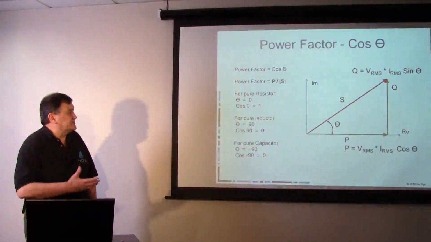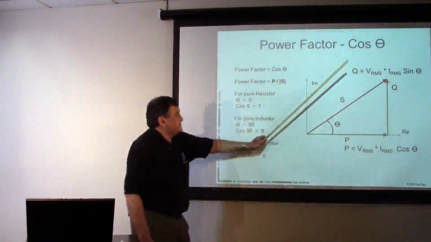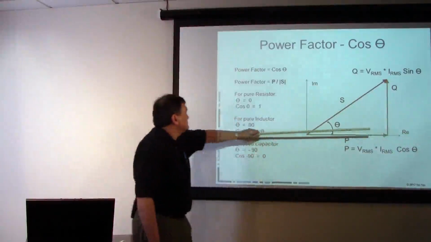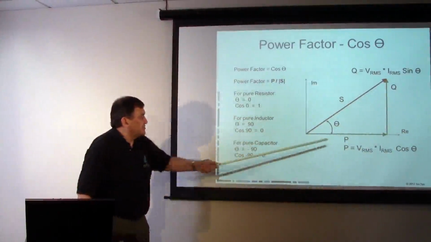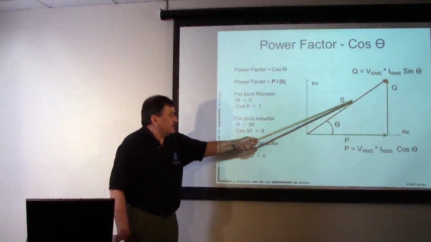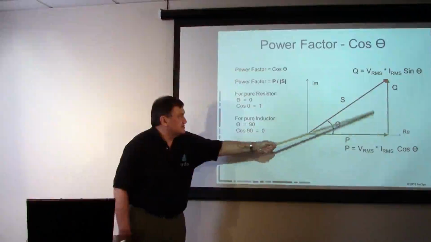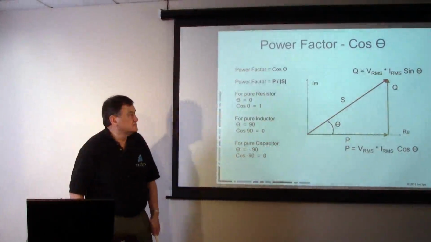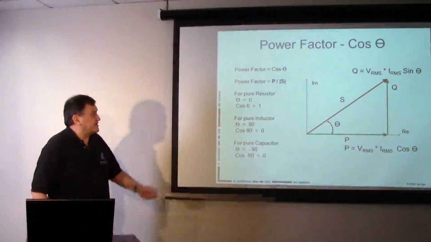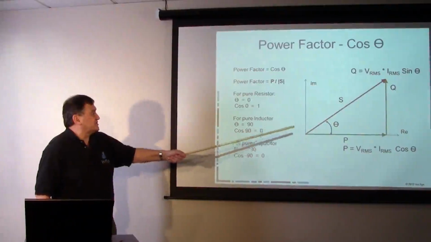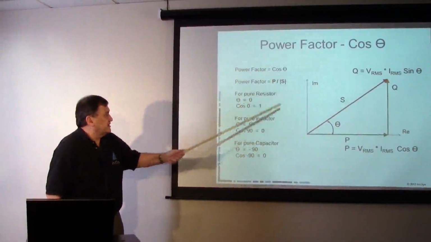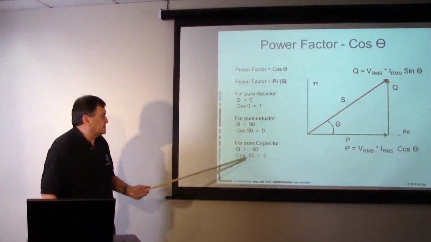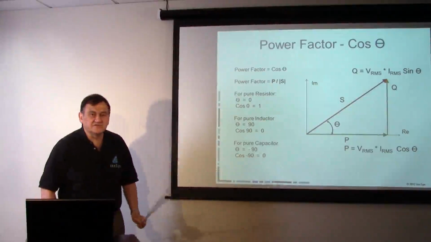So for a pure resistor, the current and voltage would be totally in phase, and so the cosine would be 1. My S vector would be the same length as my megawatt vector. For a pure inductor, they're out of phase, and so in that case I have 0 megawatts. So my cosine for a pure inductor is 0, and my cosine for a pure capacitor is also 0.